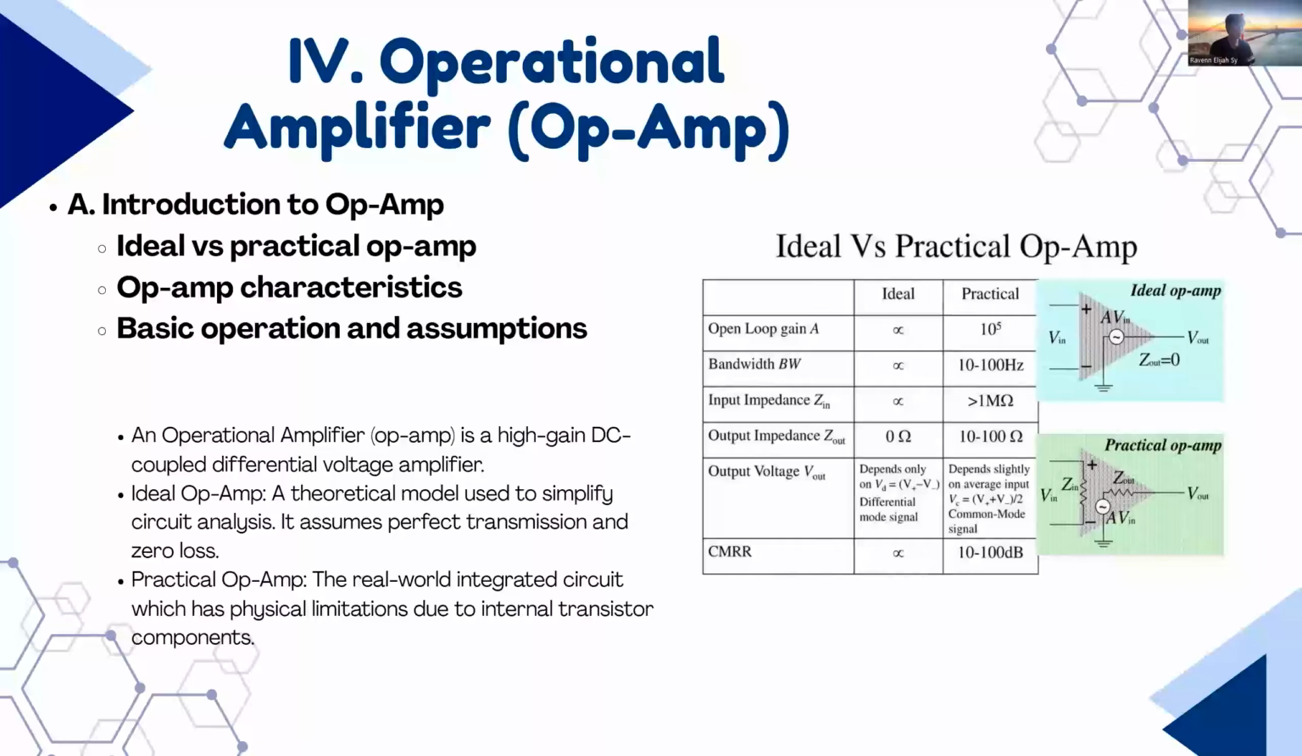real devices like the 741 IC have limitations. The open loop gain is very high but finite. Input impedance is large but limited. Output impedance is small but non-zero. And bandwidth is limited by the internal compensation capacitor.